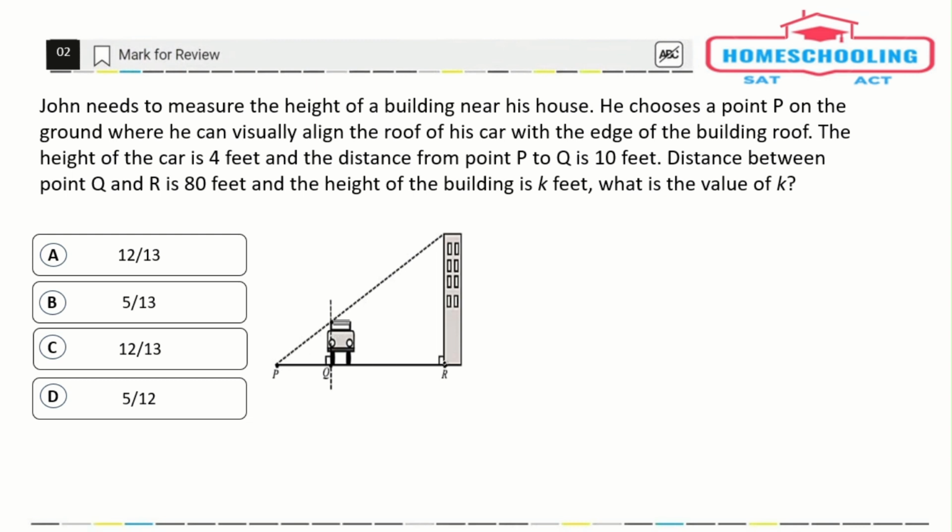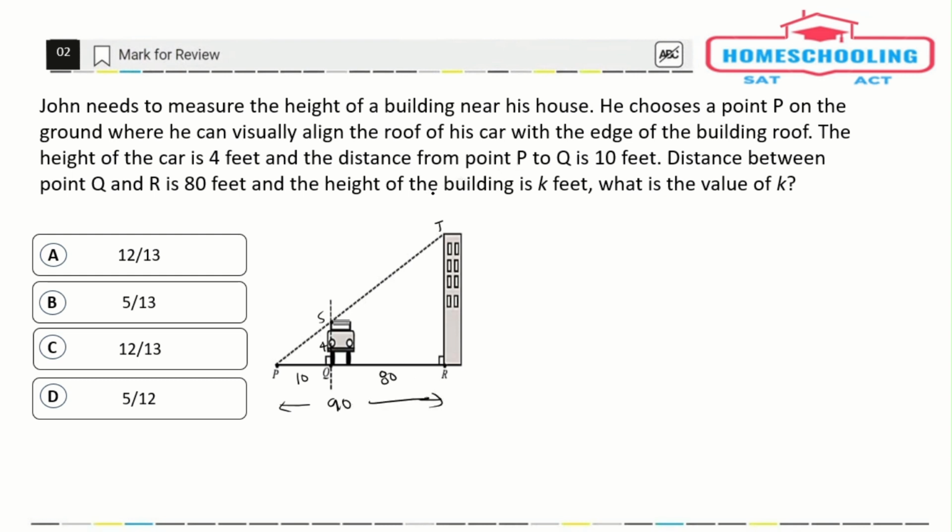So if this is PQR, let's take this as S and T. If the height of the car is 4 feet, that means SQ would be 4, and the distance from point P to Q is 10 feet. The distance between Q and R is 80 feet. So the whole distance, PR, would be 90.